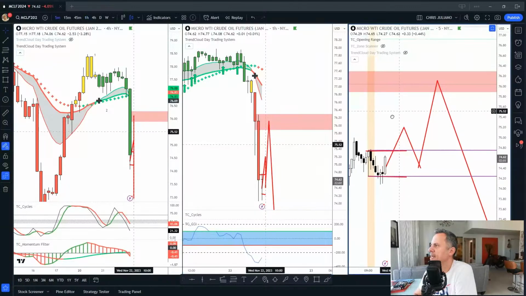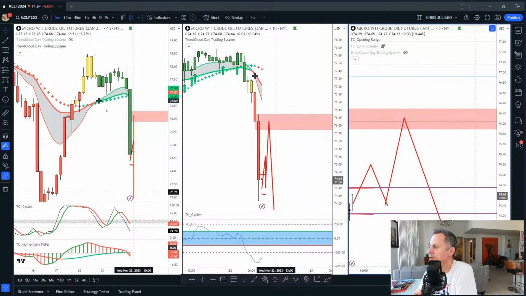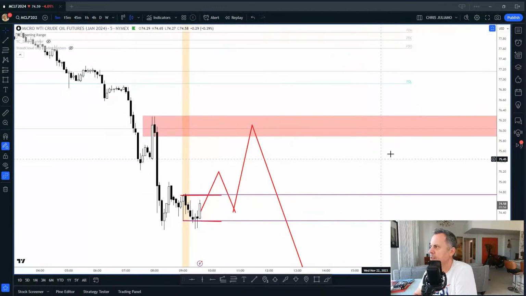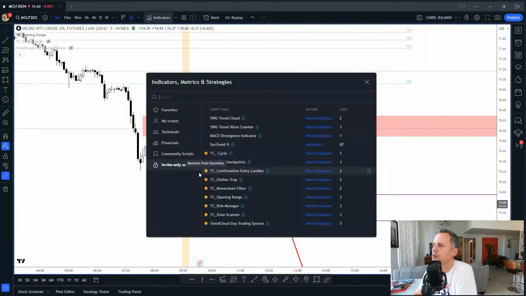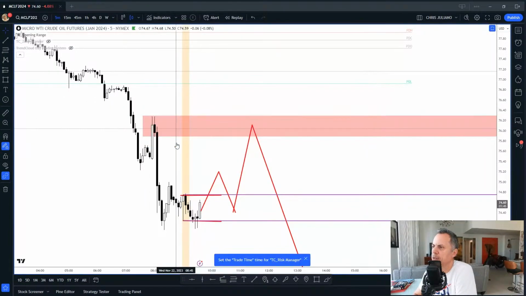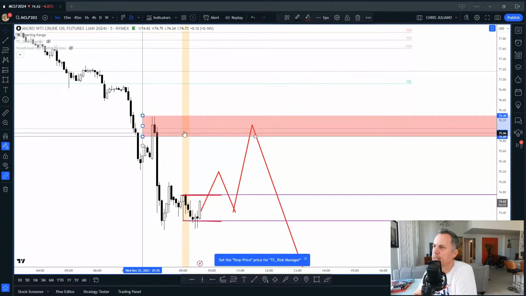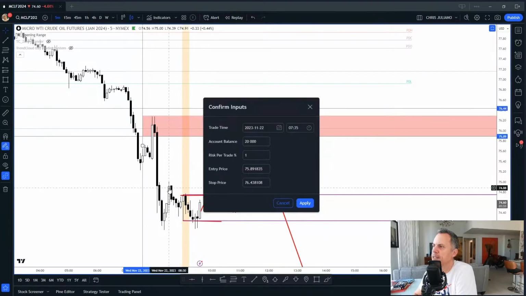So that is the plan. So let's see, how much is this zone going to cost us on the micro? Go over to your risk manager tool. Okay, risk manager comes with your TrendCloud package. First click the vertical axis. This line here is your entry point. This line is your exit point, right? Put it a few ticks above right there.